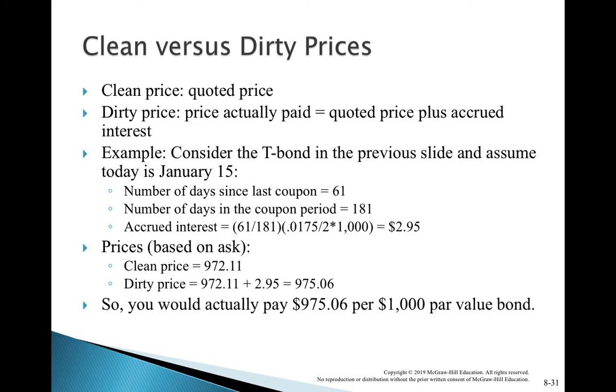So you would actually pay 975.06 for a 1000 par value bond. But the quoted price is how much? It is only 972.11. That's the clean price. But the adjustment of accrued interest is for the number of days since the last coupon was paid. Then it will be the dirty price.